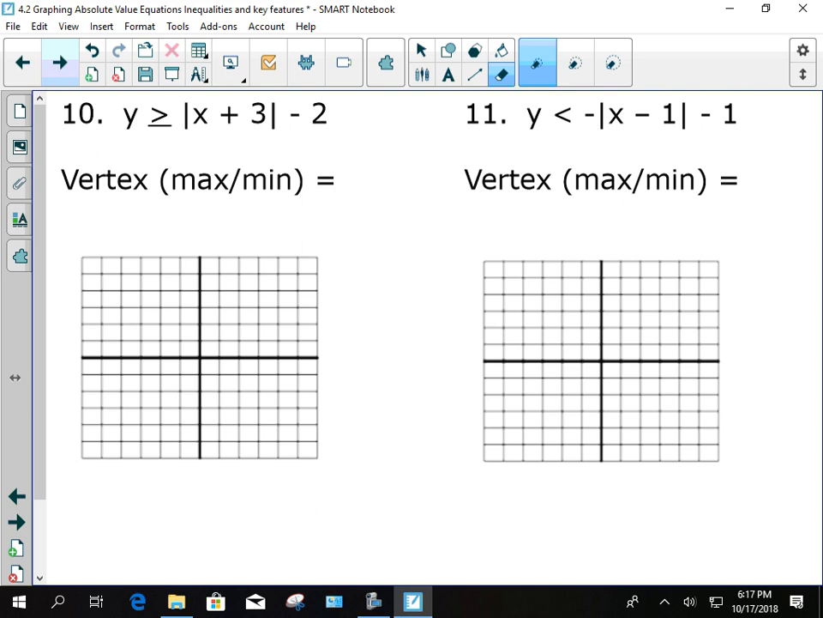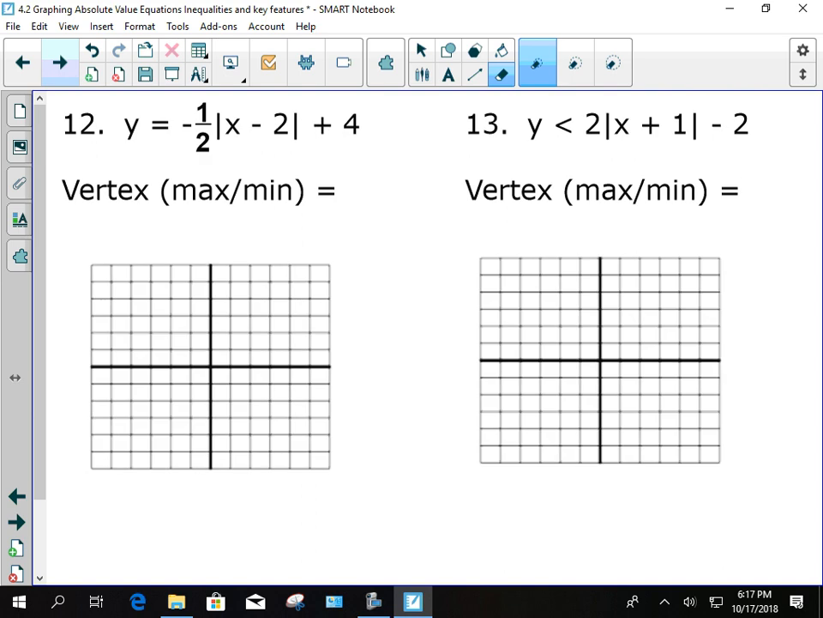Again, we have our vertexes. Negative 1/2. What does that negative sign do? That's right, it inverts it.